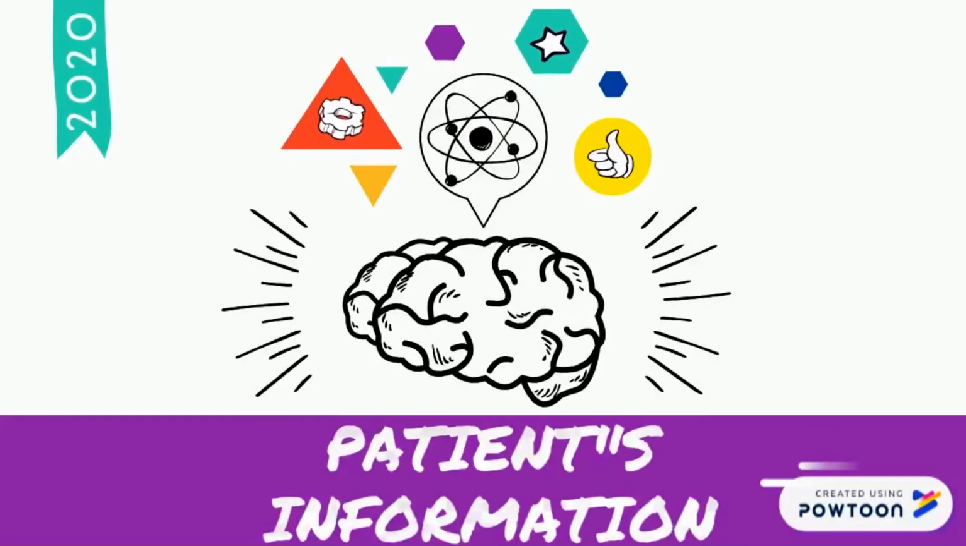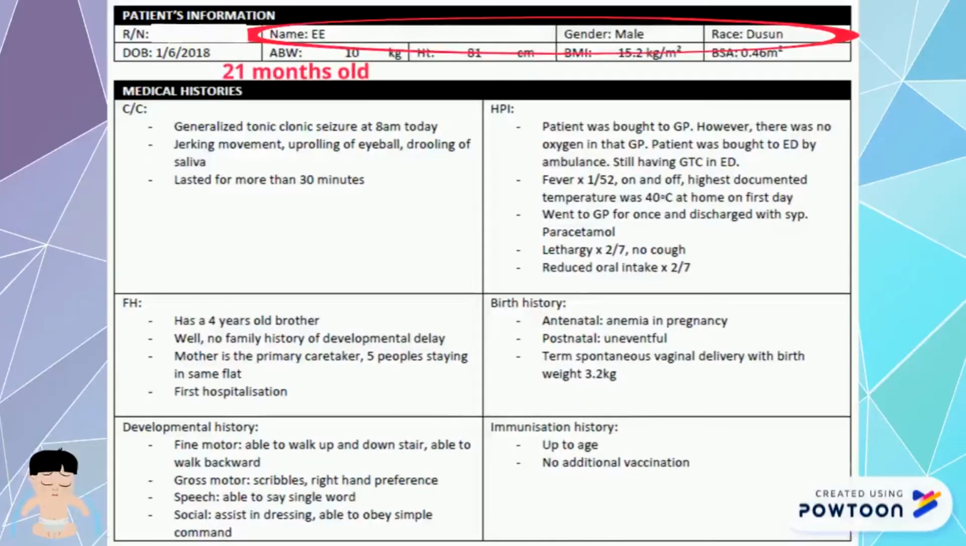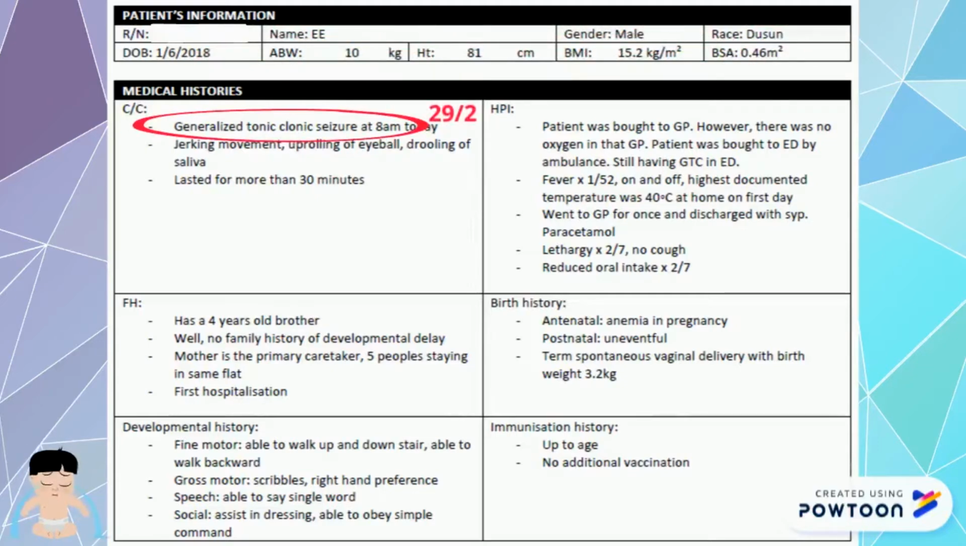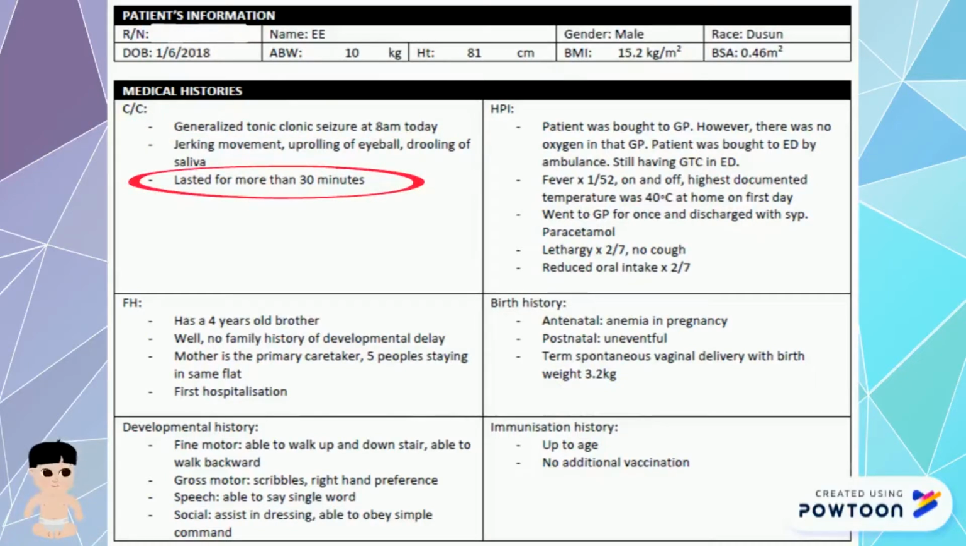First, I'll be giving a brief patient information. The patient name is EE. He is a 21 months old Dusun-raised male toddler with normal weight, height, BMI, and BSA. He had generalized tonic-clonic seizure at 8 a.m. on 29 February, which lasted for more than 30 minutes.